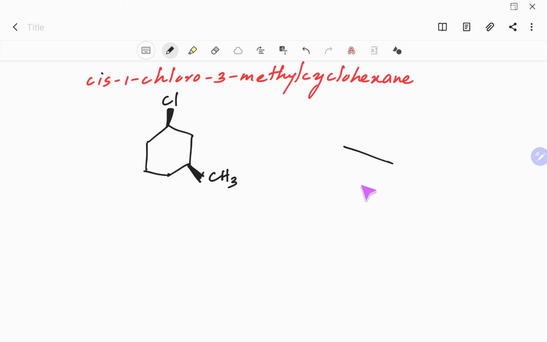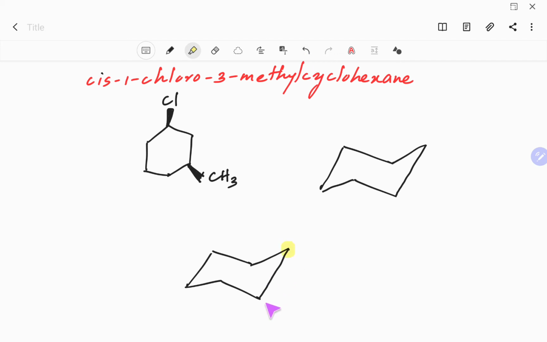Of course, here is one chair conformation, and here is another chair conformation. See, I'm not thinking about anything. I'm just drawing 2 chair conformations. And then identify the 1 and 3 carbons that you would like to use. I will use this carbon as my number 1 carbon, so you can go any direction. So 1, 2, 3. This is my 3rd one. So 1 and 3, okay? So that is understood, right?